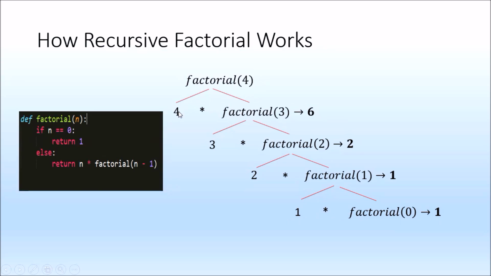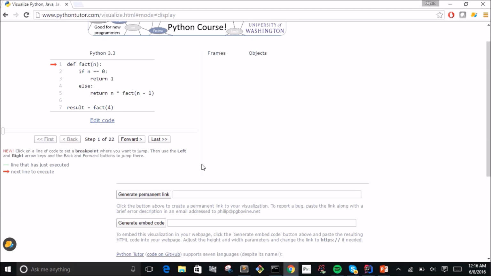And then factorial of 4 is 4 times 6. And there's our answer. So this is how internally the recursive factorial works. And to further hammer this home, let's look at the environment diagram for this.